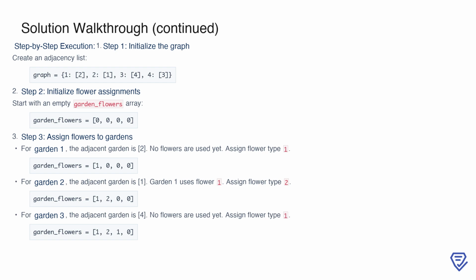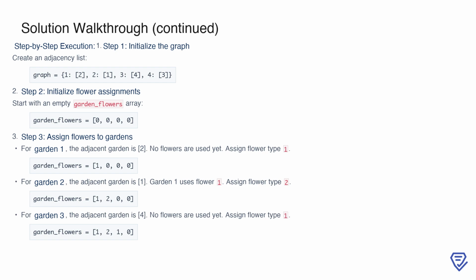Next, we initialize the garden_flowers array with zeros for all gardens, indicating that no flowers have been assigned yet. For garden 1, the only adjacent garden is garden 2, which doesn't have a flower assigned. We assign flower type 1 to garden 1, updating the garden_flowers array to 1, 0, 0, 0. Then, for garden 2, the only adjacent garden is garden 1, which uses flower type 1. To avoid conflicts, we assign flower type 2 to garden 2, updating the array to 1, 2, 0, 0.